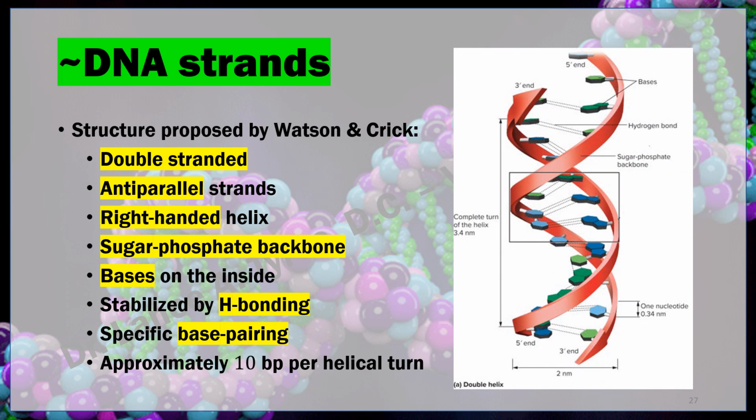So the structure was posed by Watson and Crick, where the DNA is double-stranded. We have anti-parallel strands. That means one goes up and one goes down. They are right-handed helixes. They have a sugar phosphate backbone. The bases are on the inside. The bases are stabilized by hydrogen bonds. So the backbone has covalent bonds. The in between has hydrogen bonds. There's a specific base pairing, and there are approximately 10 base pairs per helical turn.